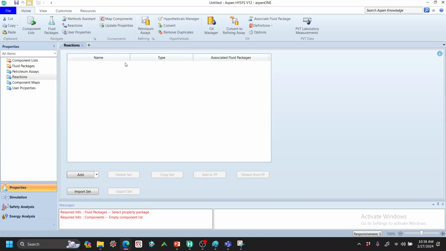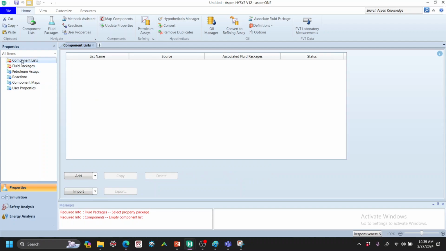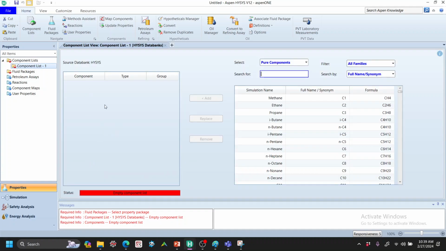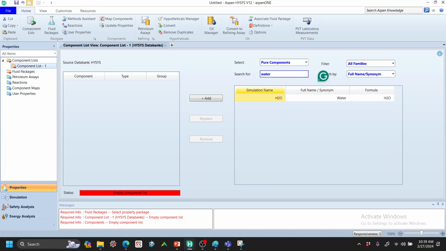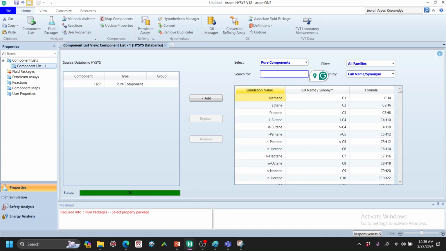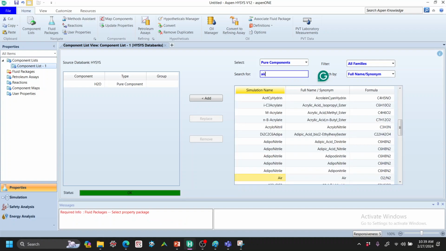This is the first page that we will see. In the properties tab, you go to component list. Typically it just pops up this way. Component list means we have to define the components that we want to model. So we click add. This component list, by default, goes to component list 1. It gives this name, but we can rename it later on. You can search for water, for example, and then enter. And you can search for air, and then enter, or you can click add over here. Either way it works. So you have water and air.